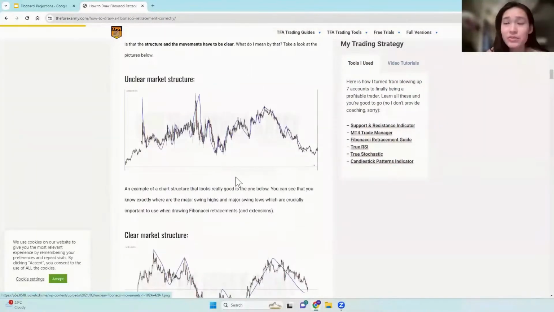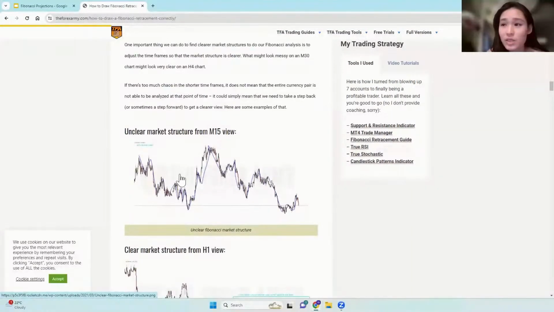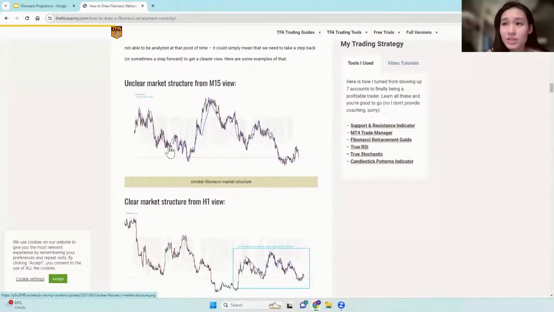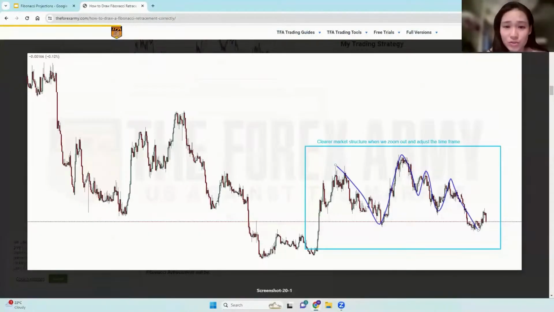You can see that we recently talked about the unclear market structure, and now this shows you how an unclear market structure from an M15 view can actually look clear on an H1 view as well.